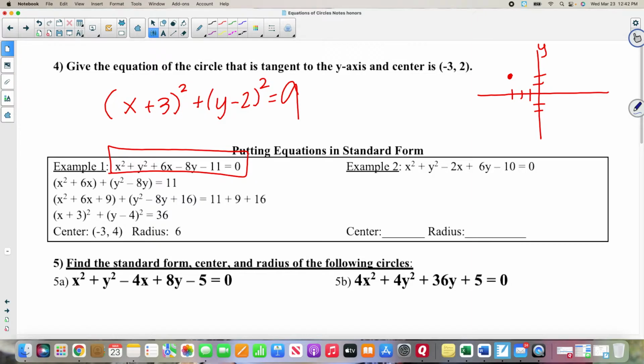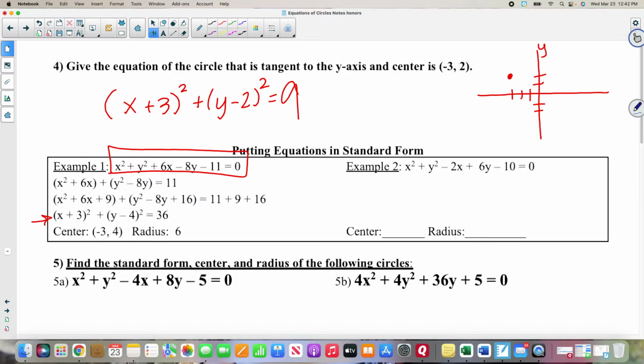All right, so example 1, you're going to have to do completing the square twice. You're going to get your x's together, and your y's together, and move your constant to the other side. We're going to complete the square, b divided by 2 squared, and we have to add it over here. But we don't actually have to take the square root of both sides because we just want to manipulate the equation.